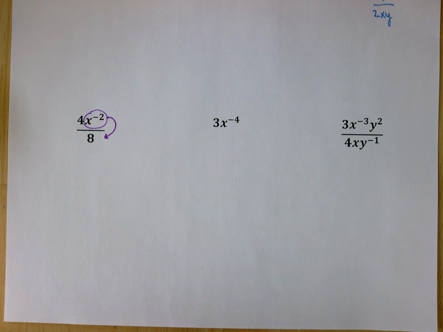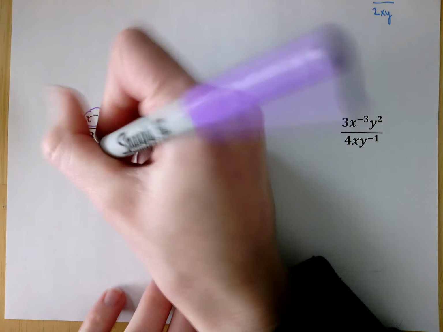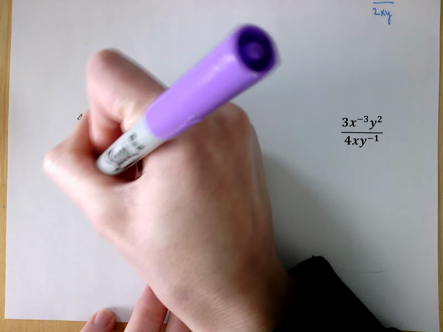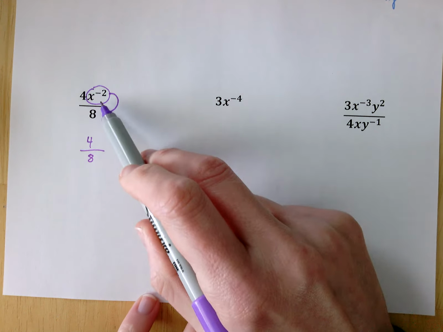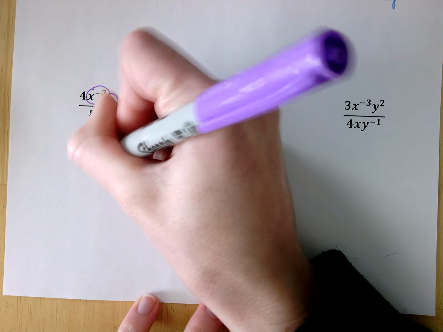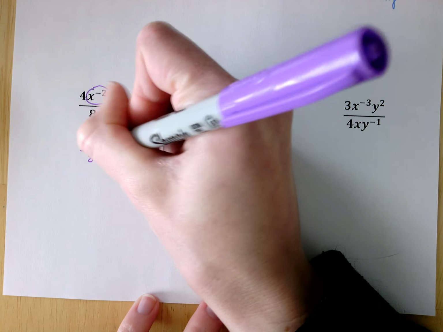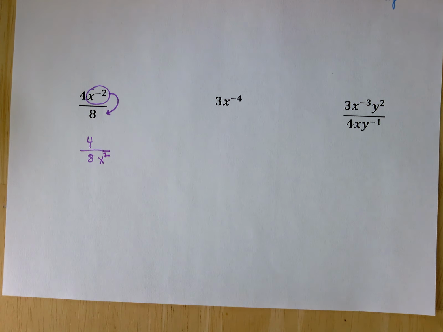Okay, it's kind of like pushing a button. You push the button and then the number lights up. Well, here, when you push the button, the number turns positive. So the 4 and the 8 are going to stay where they are, but the x to the -2 flips down to the bottom and becomes a +2. Like that. Okay?